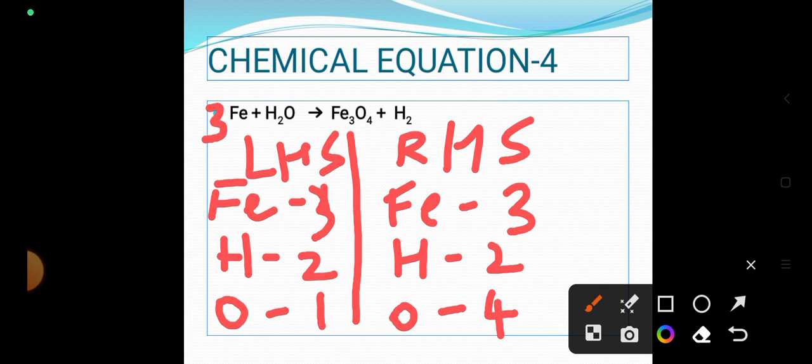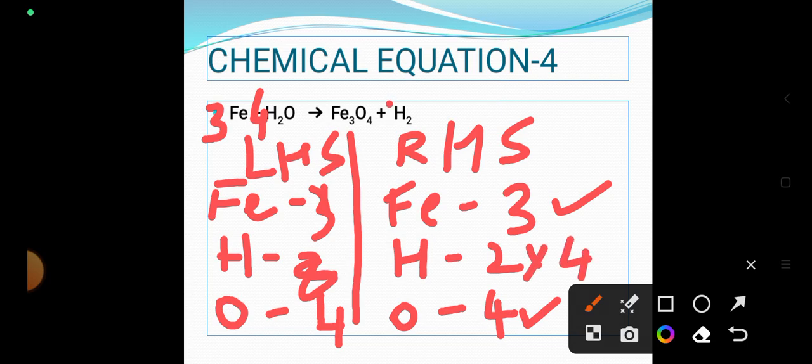So if I write a 4 beside water, then oxygen becomes 4 on both sides and oxygen is balanced, iron is balanced. But when we look at hydrogen, on left, that is the reactant, hydrogen is 8 because 4 2s are 8, and on right it is 2. So I will write a 4H2O. So now it is balanced. We get 3Fe plus 4H2O giving rise to Fe3O4 plus 4H2O. So this is the balanced chemical equation.